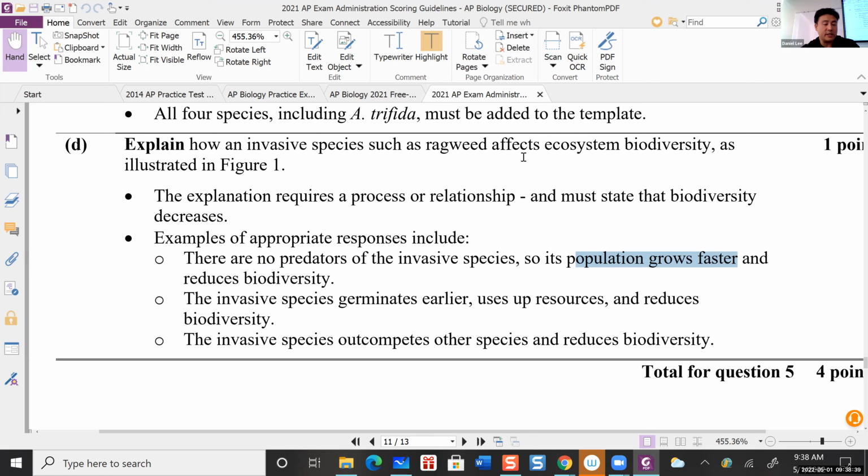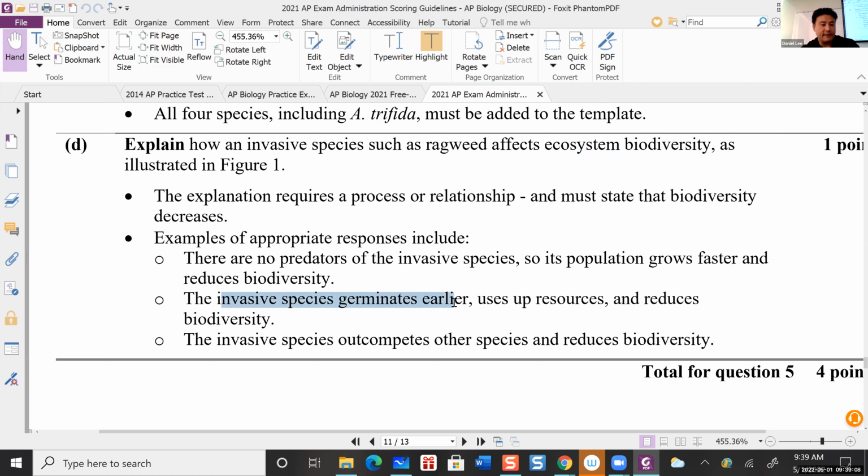Make sure you answer the question though. When they say explain, you cannot just state a characteristic, that they have no natural predators. You would have to connect it to what you're trying to explain. The explanation is, how does that affect the ecosystem's biodiversity? One of the biggest mistakes people make on AP Bio is they didn't answer the question. They know what's going on, but they just didn't take the time to read the question over a few times and make sure they are answering the question, okay?